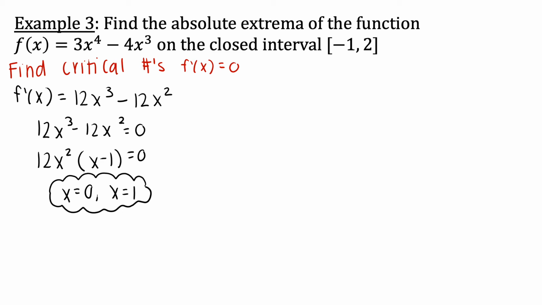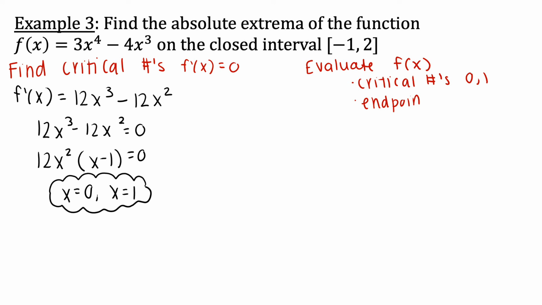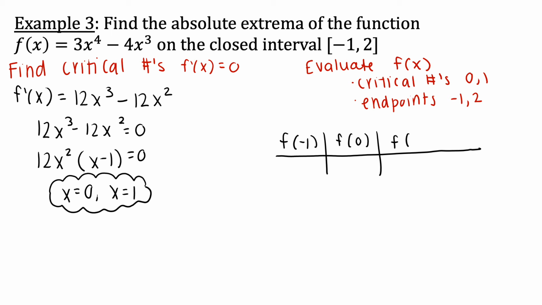Step 2 now is to evaluate our original function at our critical numbers, which we found as 0 and 1, and at our endpoints, -1 and 2, setting up our chart, f of -1, f of 0, f of 1, and f of 2.